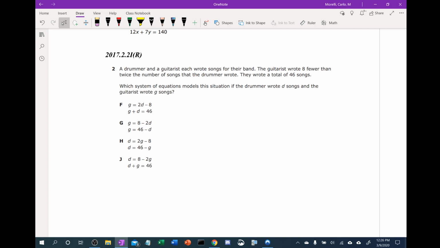We are going to get to that in a second. That's actually going to be the harder part of this problem. But just like the boys and girls and the small plates and the large plates, we've got drummer and guitarist. How many songs did they write together? They want D and G. D plus G equals 46. Okay, so that's the first thing we need to write down. So let's go through and cross out anything where that isn't the case.